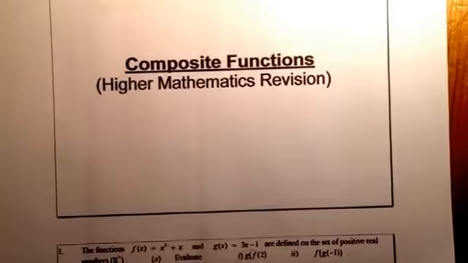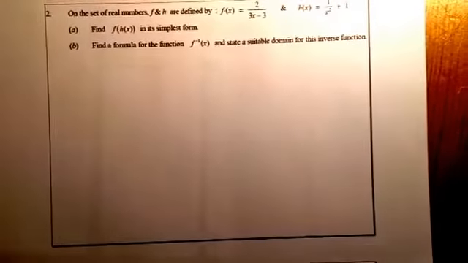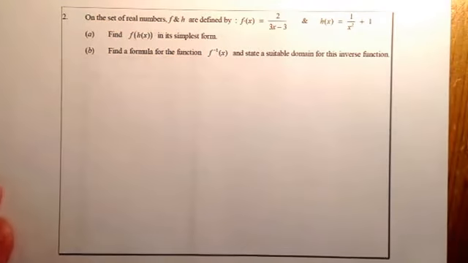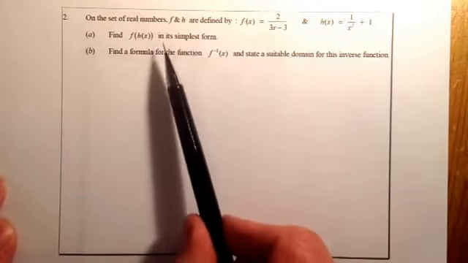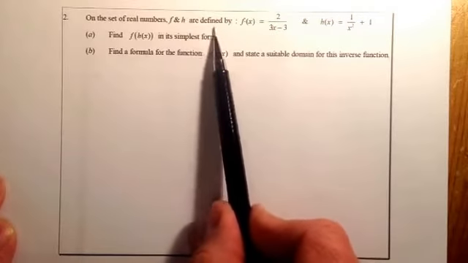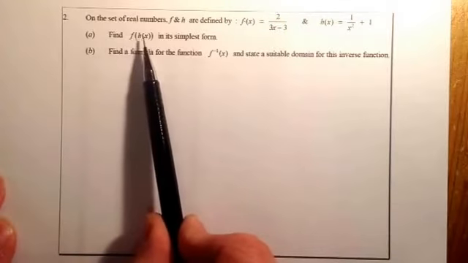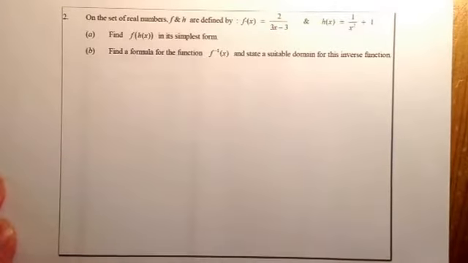Right, let's move on to question 2. Right then, for question 2. On the set of real numbers, f and h are defined by these functions that are here. Okay, find f of h of x in its simplest form.